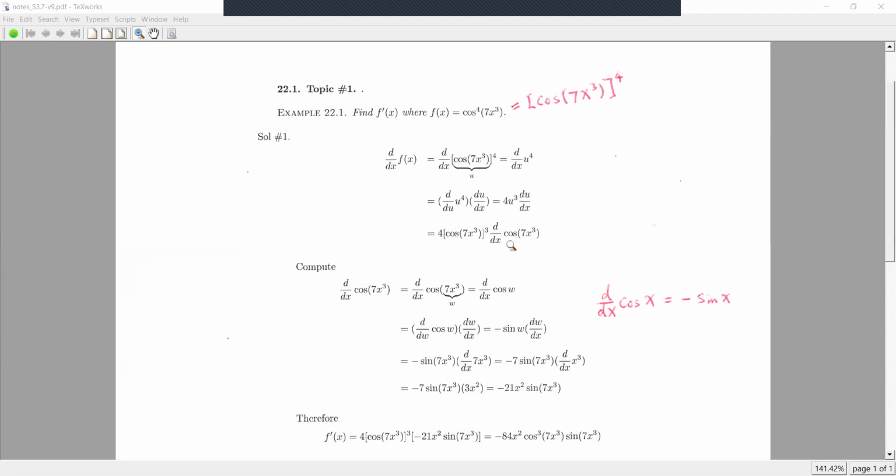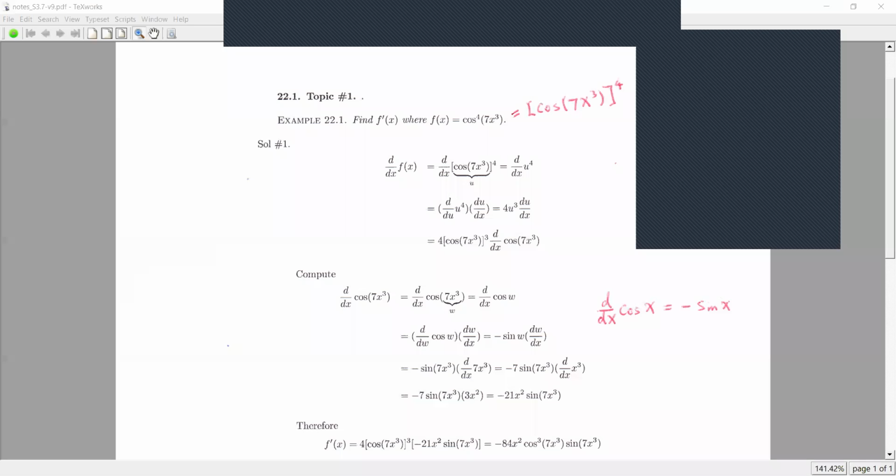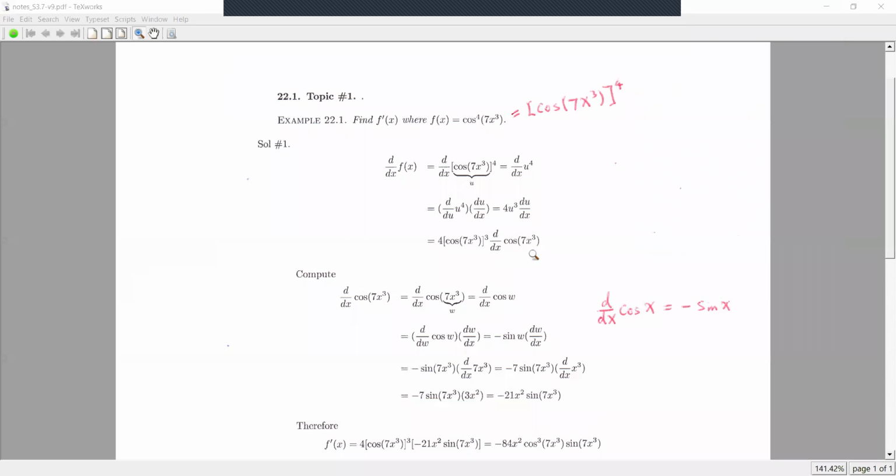This is not the answer yet because we still need to compute this derivative. To find this derivative, I need the chain rule again. I simplify the function by introducing an intermediate variable w. I let w be 7x to the third. Then the function becomes cosine of w.